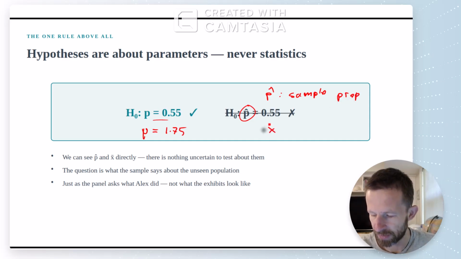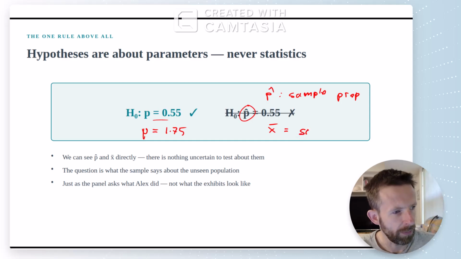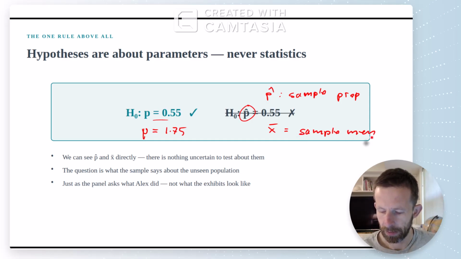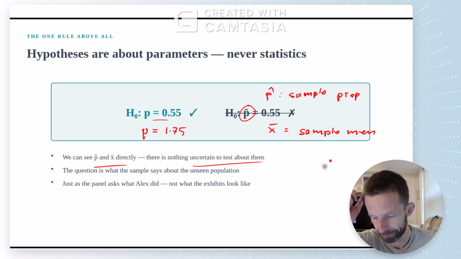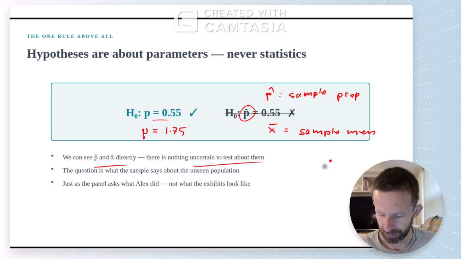And for example, x bar would be the sample mean. We can see both of those. Those come from the sample, so there's nothing uncertain to test about them. But we're interested in a population.